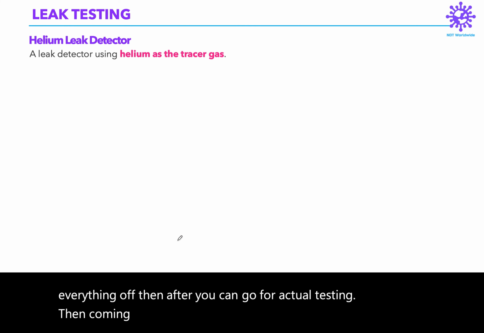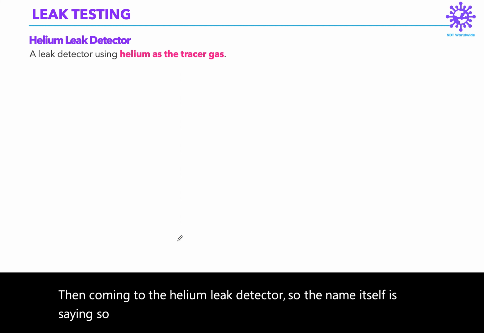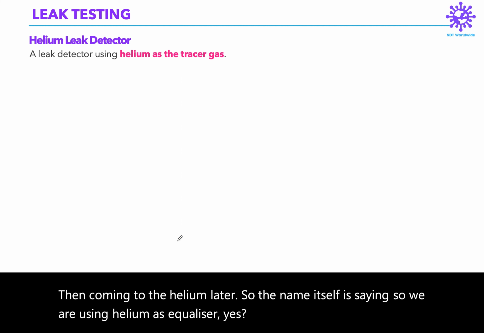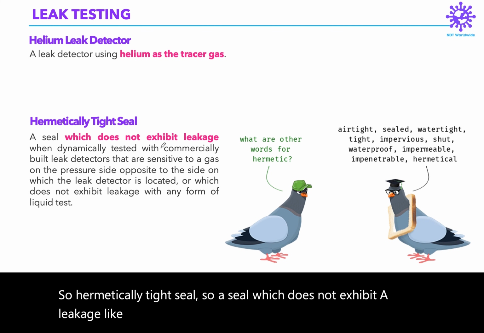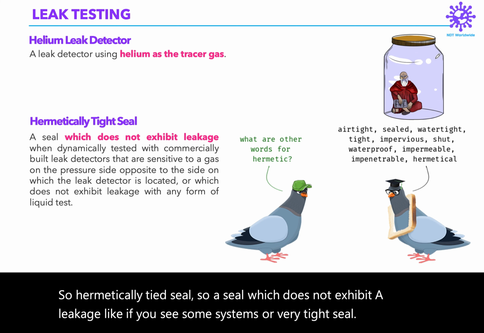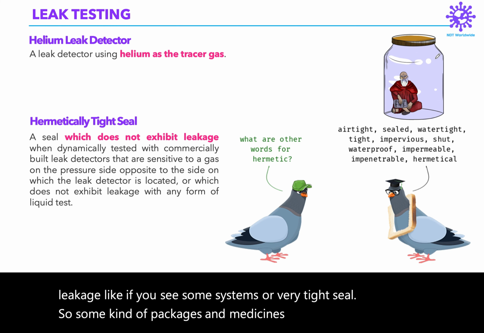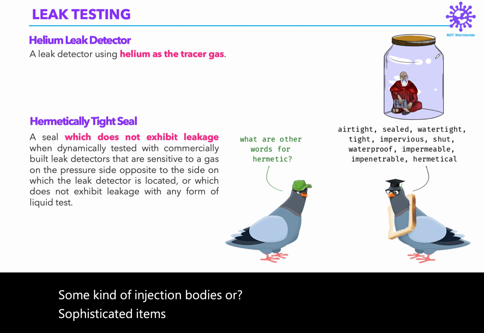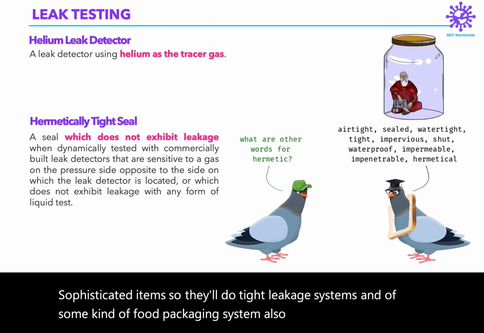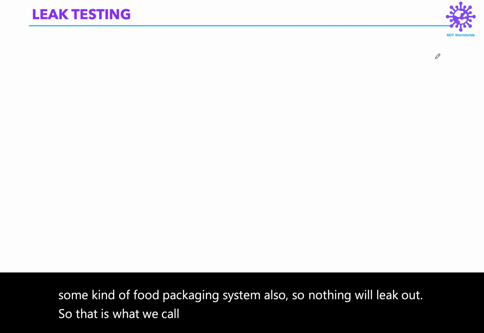Then coming to the helium leak detector, the name itself says we are using helium as a tracer gas. A hermetically tight seal is a seal which doesn't exhibit any leakage. Some systems have very tight seals, like packages for medicines, injection bottles, all sophisticated items, and some food packaging systems also, so nothing will leak out. That is what we call a hermetically tight seal.